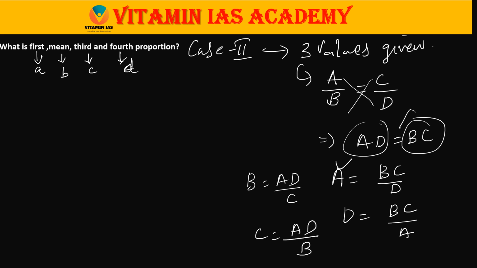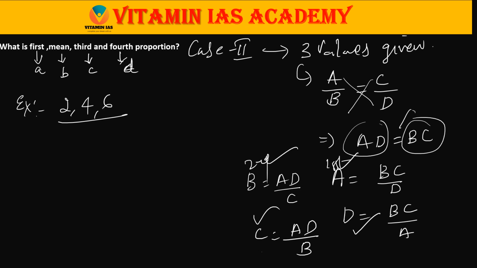This is the first proportion, this is the second proportion, this is the third proportion, and this is the fourth proportion. First, second, third, and fourth. For example, we will take the example 2, 4, 6. This is the value they gave, and we have to find the first proportion.